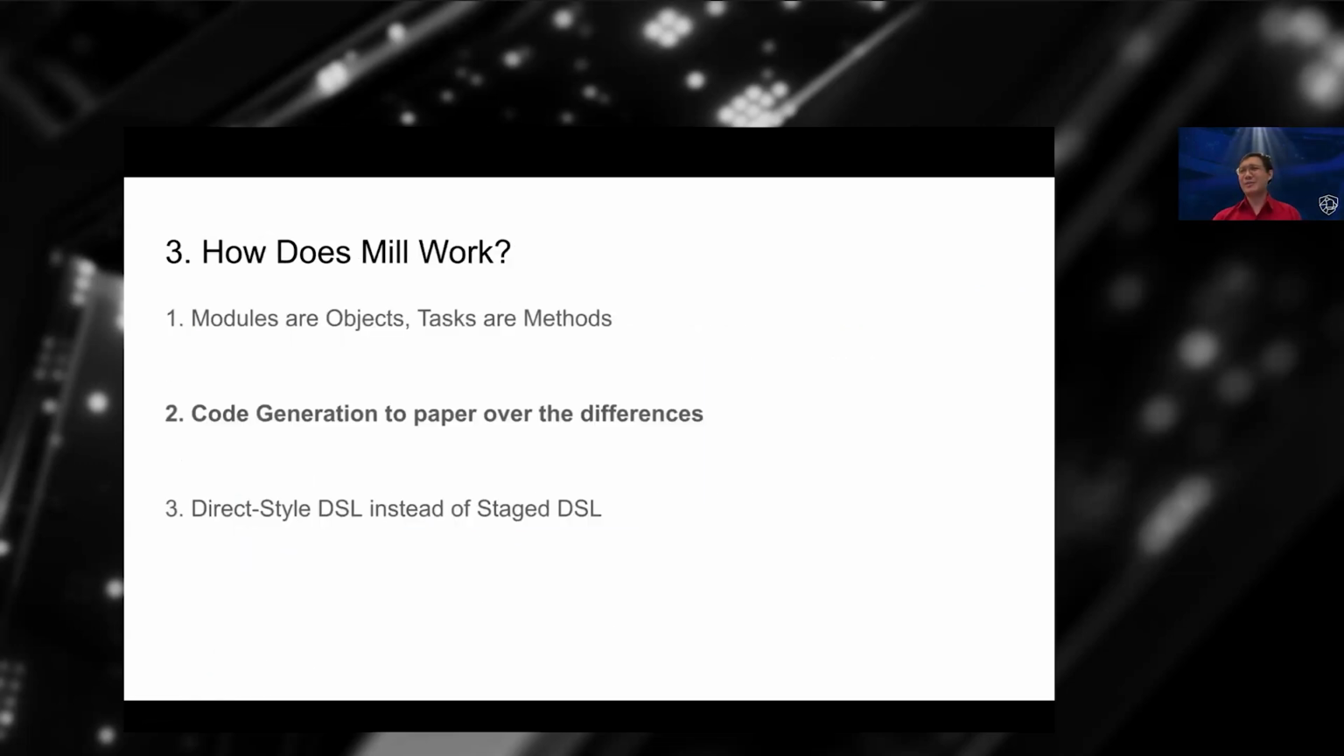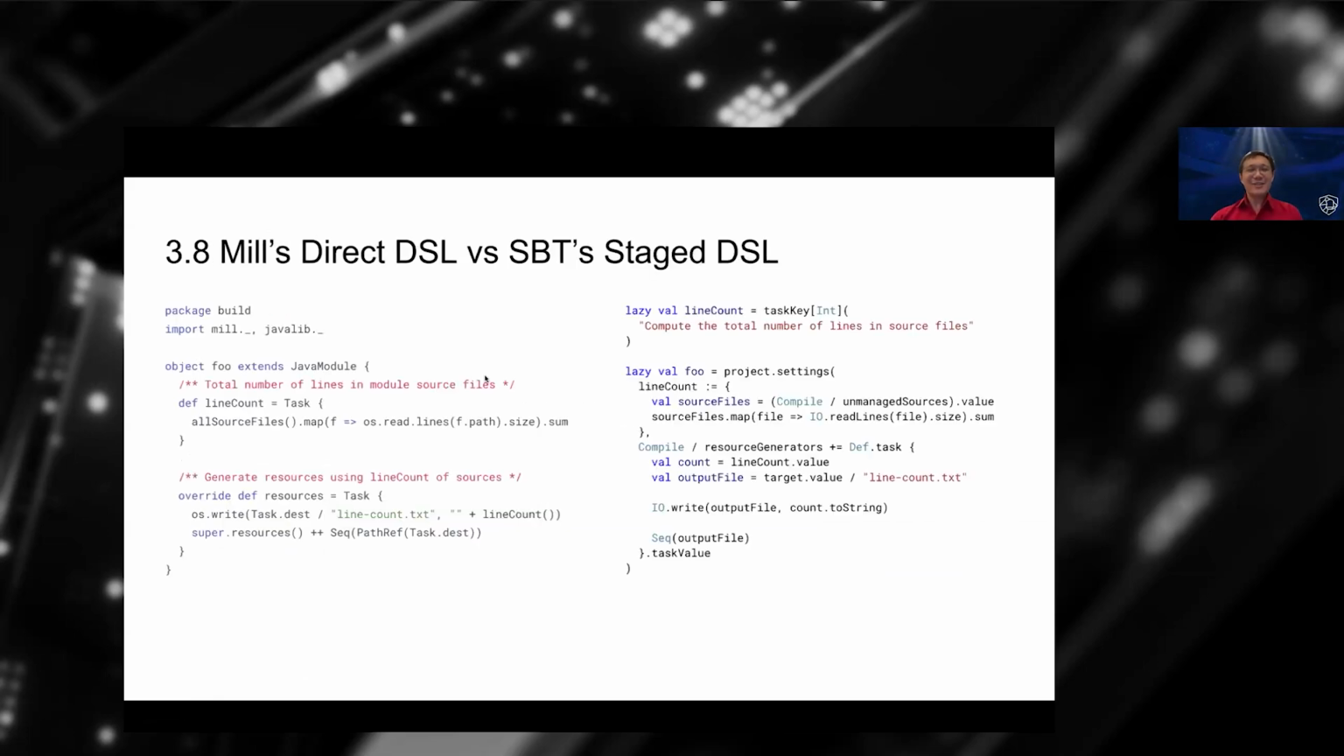The last thing I'm going to touch on before we finish the talk is the use of the direct style DSL instead of a staged DSL. If you look at the difference between the Mill file on the left and the equivalent SBT file on the right, they're both Scala. SBT is not more verbose than Mill. Mill is not more concise than SBT. But what's interesting is that the Mill code on the left looks like the code you write on a day-to-day basis with objects, extending traits, with definitions, Scaladoc, imports, packages, and so on.